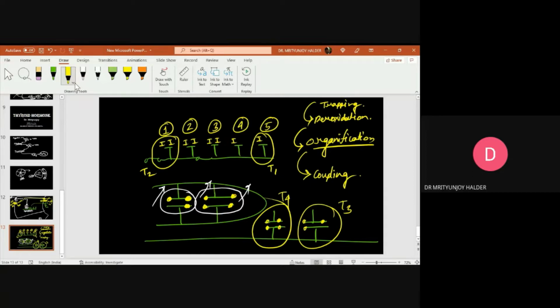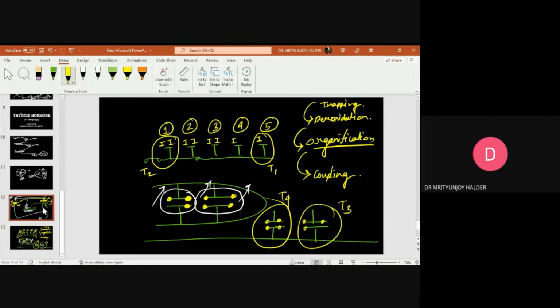Okay. Sometimes students ask why the naming of the thyroid hormone starts from T3, T4. So when one iodine is there, we can call it T1, or when two iodines, we can call it T2. Now when two T2 molecules fuse, T4 molecule is produced, and when one T2 and one T1 molecule fuse, or coupling occurs, then that is called T3 molecule.